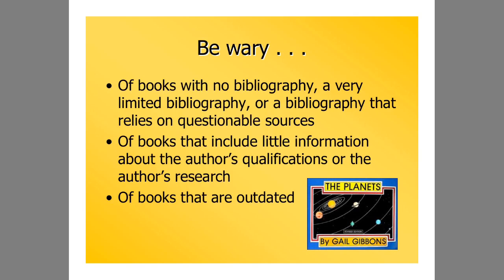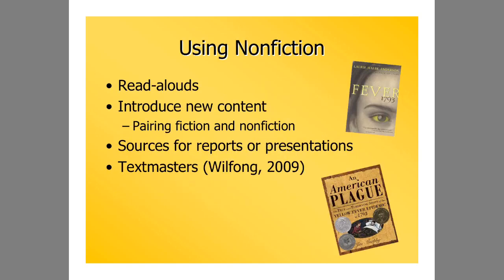The copyright date of the book is 1993, and in 1993, Pluto was a planet, but in 2006, scientists classified Pluto as something other than a planet. So the information in the book is no longer accurate because our understanding of science has changed. So when you select a nonfiction book, it would be really wise to look at the copyright date and make sure that the book is still current. And also use your judgment as a content teacher. You should know the subject matter fairly well.